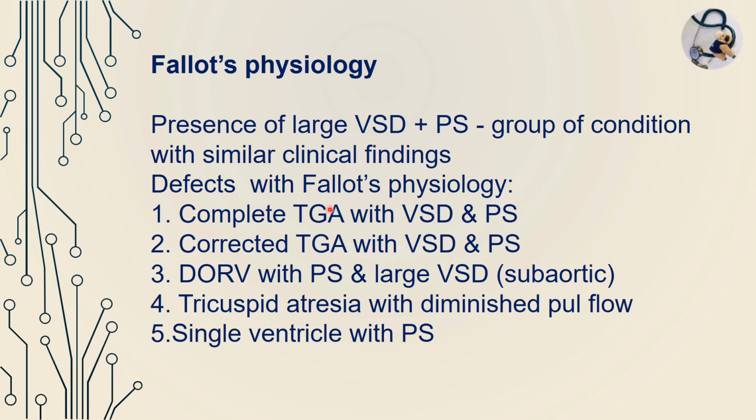Defects which follow Fallot's physiology: number 1, complete TGA, transposition of great arteries with VSD, ventricular septal defect, and pulmonary stenosis. Number 2, corrected TGA with VSD and again pulmonary stenosis. Number 3, double outlet right ventricle with pulmonary stenosis and a large VSD. Number 4, tricuspid atresia with diminished pulmonary flow, that is with pulmonary stenosis. And number 5, single ventricle with pulmonary stenosis. In all these conditions they follow Fallot's physiology. So at the bedside you get the same clinical features.